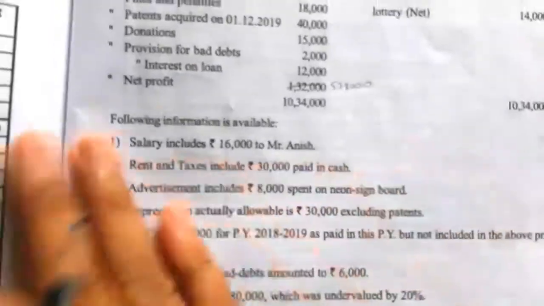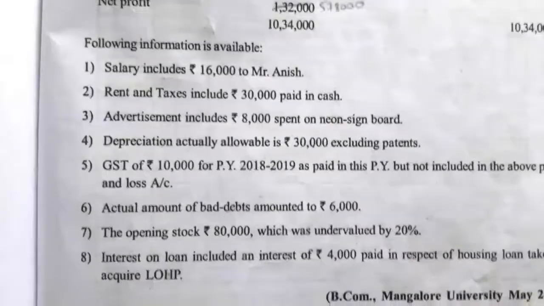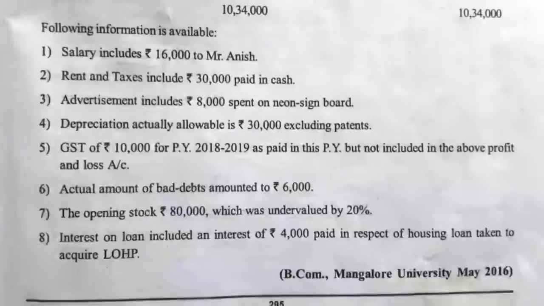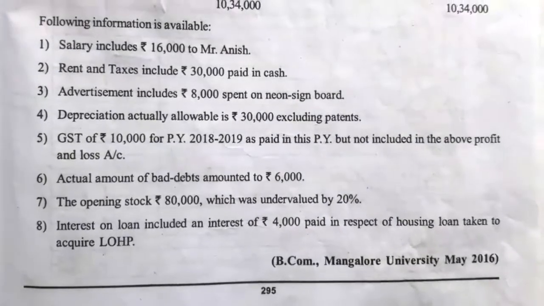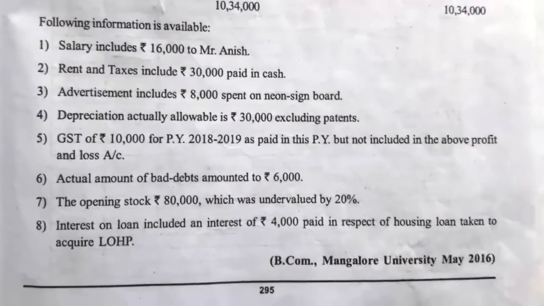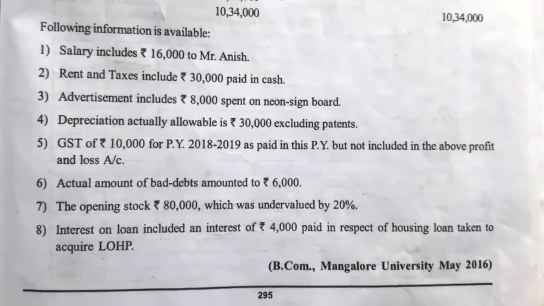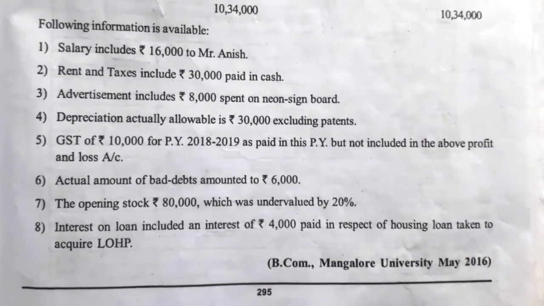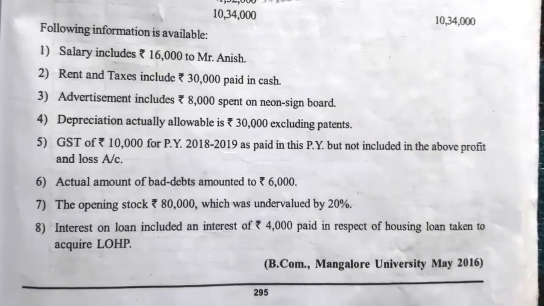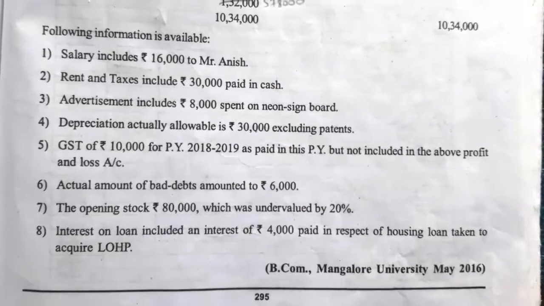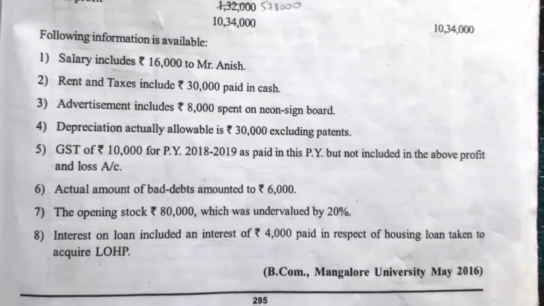Now see the additional information. Following information is available. Salary includes rupees 16,000 to Mr. Anish. Rent and taxes includes rupees 30,000 paid in cash. Advertisement includes rupees 8,000 spent on neon signboard. Depreciation actually allowable is rupees 30,000 excluding the patents. GST of 10,000 for the previous year 2018-19 was paid in this year but not included in the above profit and loss account.